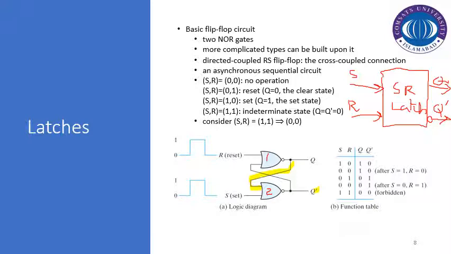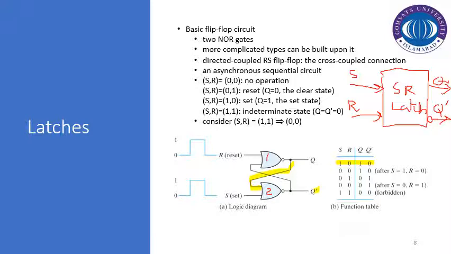So if the value of S is set to 1 and R is set to 0, that is the first entry in the function table. The function table is a bit similar to a truth table. It is a table that basically determines the functionality of our design of a sequential component. So S is set to 1 and R is set to 0, then Q is set to 1 and Q prime is set to 0. This is known as the set state.